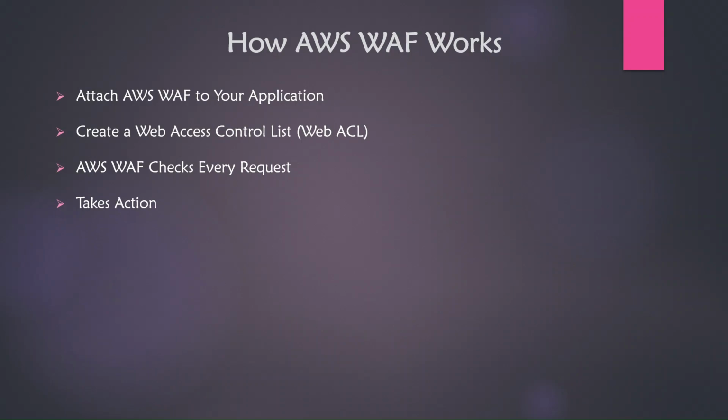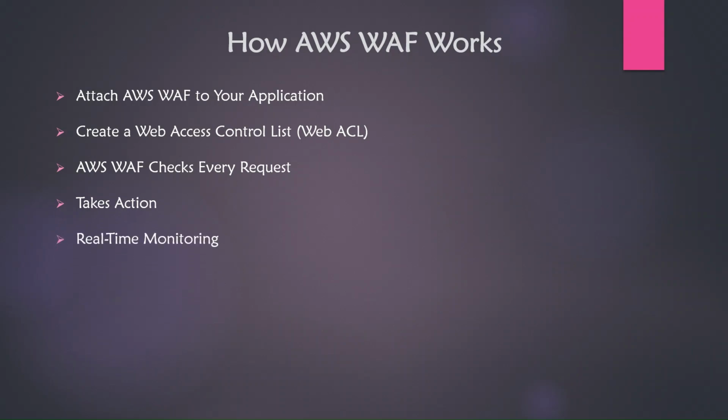Takes action. Based on the rules, AWS WAF does one of these things. Allow: if the request is safe, it's sent to the application. Block: if the request looks harmful, it stops it immediately. Count: logs the request but does not block or allow it.